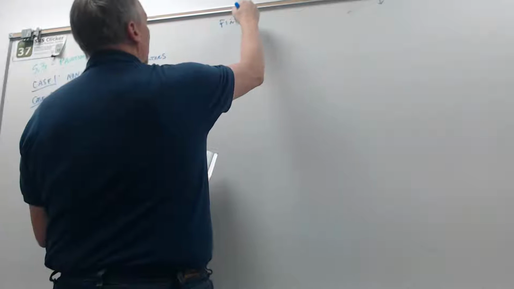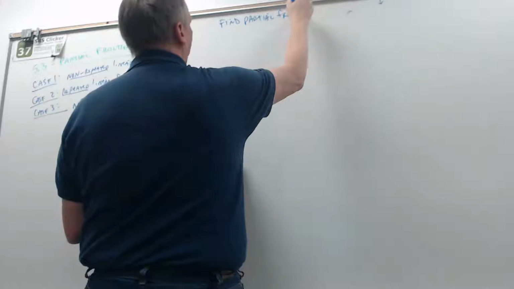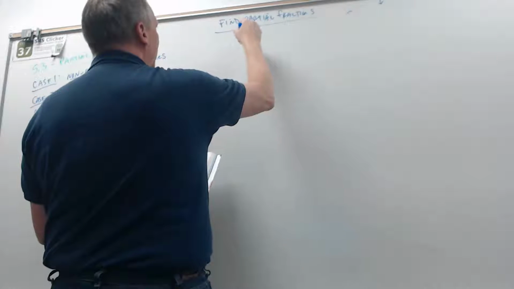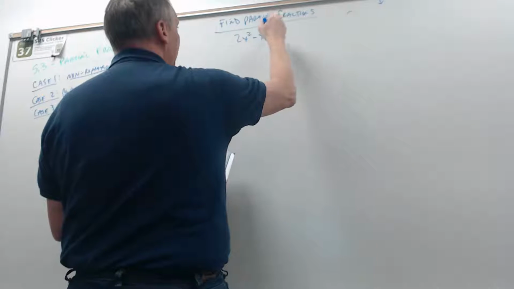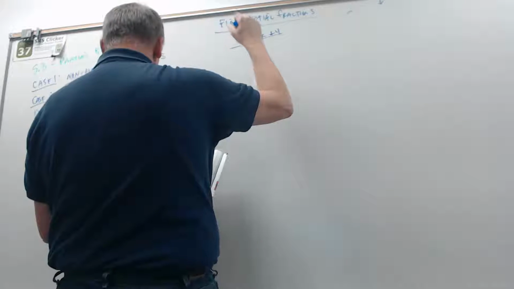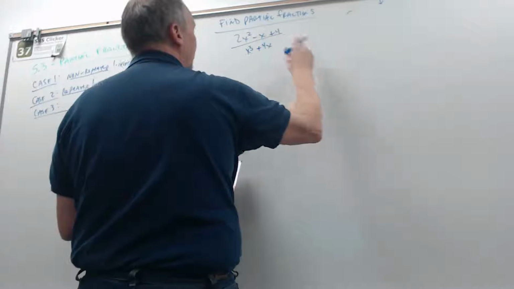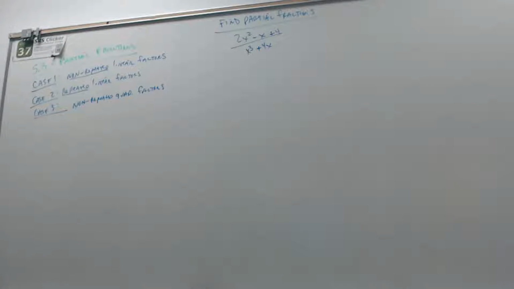Fine. Partial fractions. Okay, this time we've got 2x squared minus x plus 4 all over x cubed plus 4x. Okay, that wasn't nice. Well, this one's not too bad though.